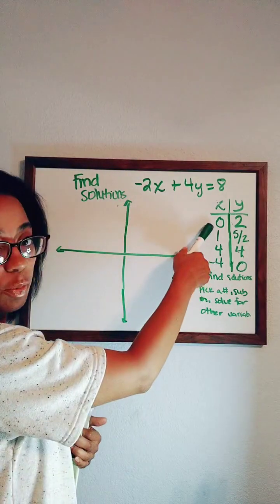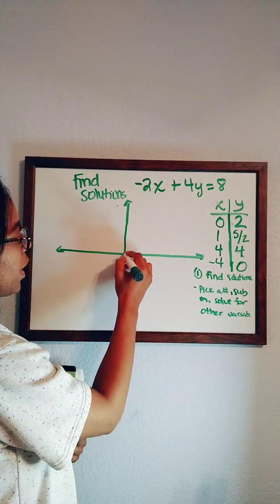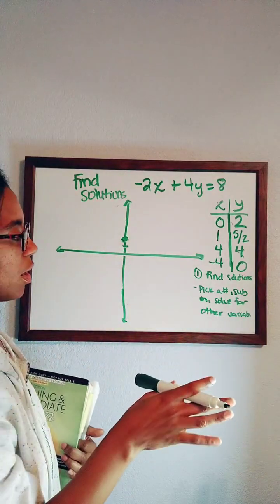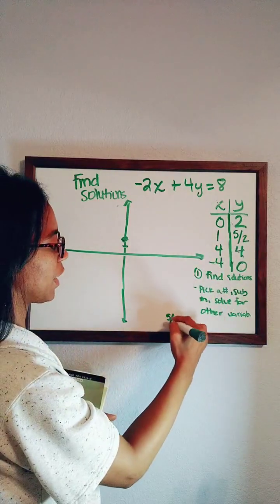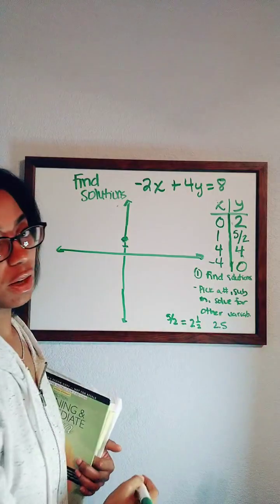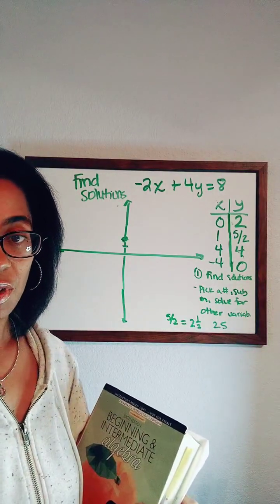Okay, so our first point is going to be 0, 2. So 0 on the X, and then I'm going to go up 1, 2 on the Y. We're going to try to get this right. Now, when I do 1 and 5.5, remember 5.5 can be 2 and 1/2, or it can be 2.5. So that would probably be the easiest thing to do, is to change it into a fraction if it's a nice fraction.